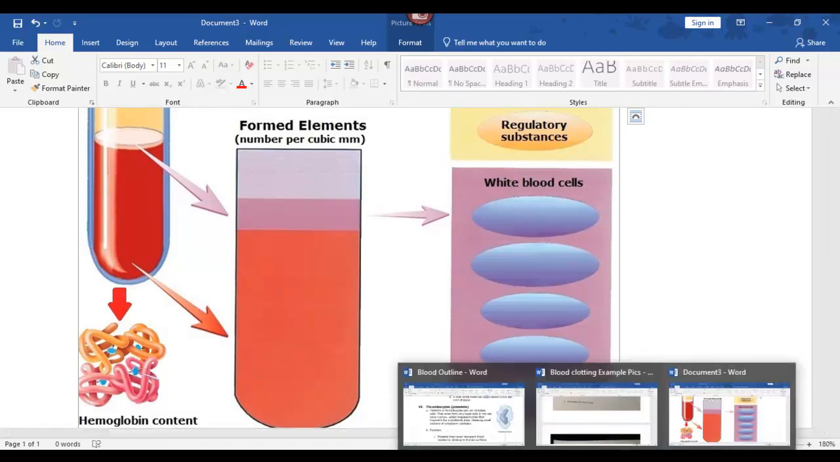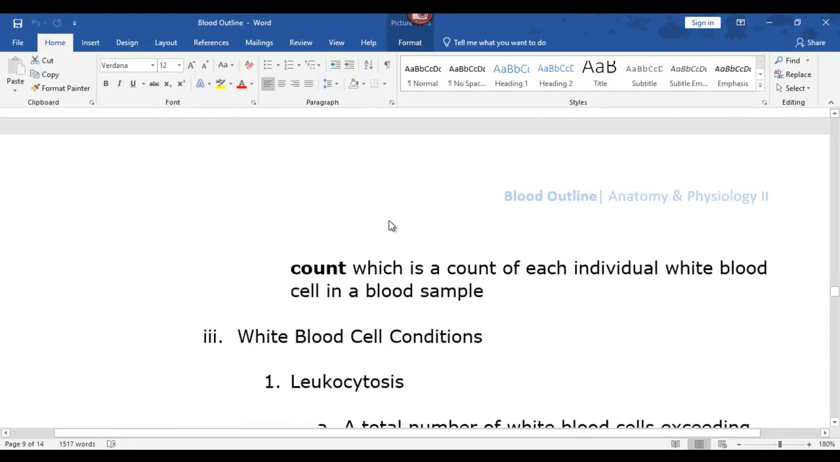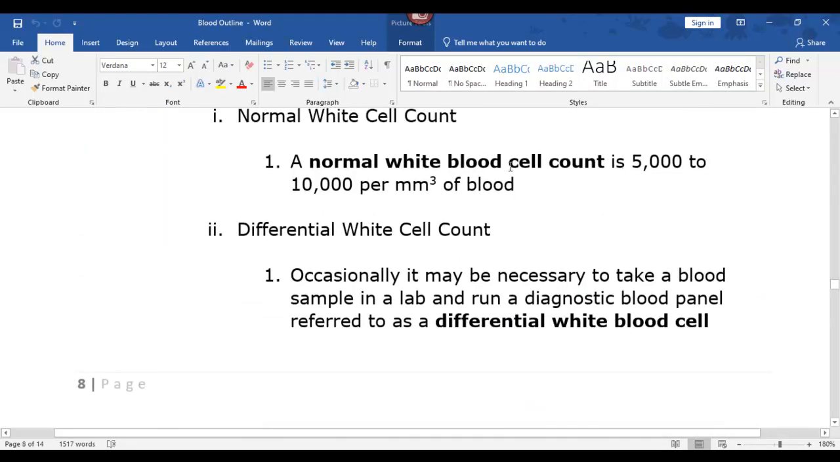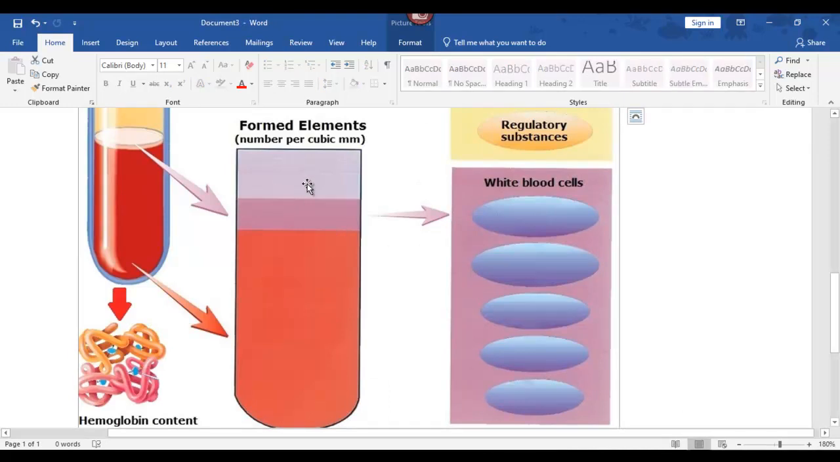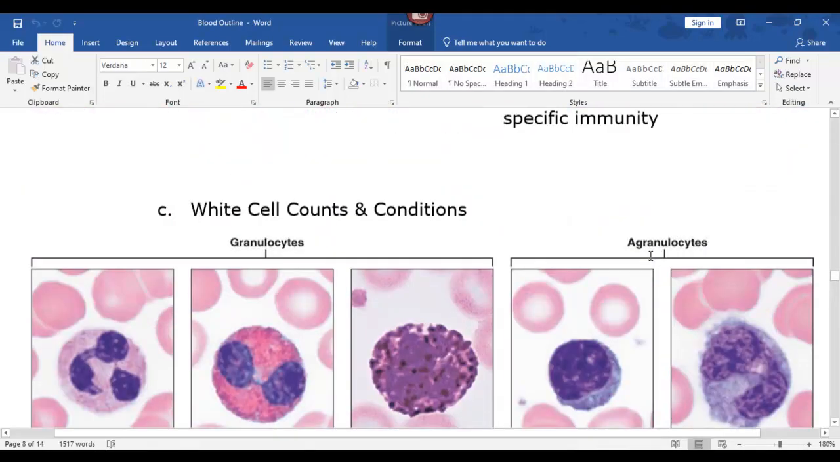A normal white blood cell count is this one. It is 5,000 to 10,000 per cubic millimeter per mm3 of blood. So this is 250 to 500,000. This would be 5 to 10,000 per cubic millimeter. And as far as red blood cell goes, they are small and they're going to be the biggest number. You're talking about in the millions.